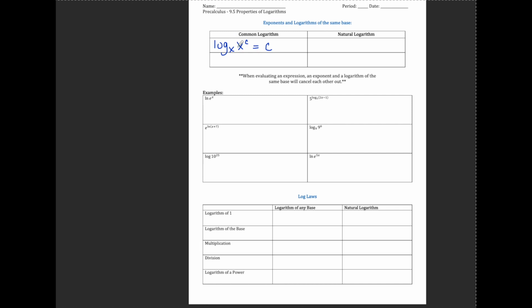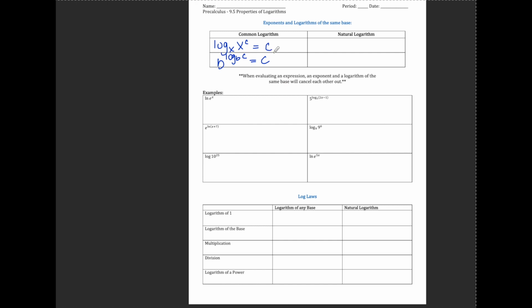The same thing works in an exponential form. So if I have b to the log base b of c, again, I have the base of an exponential function to the log of something that has the same base that I started with. The same thing that happens up here happens here. So the base and the log cancel each other out and you're left with just c.